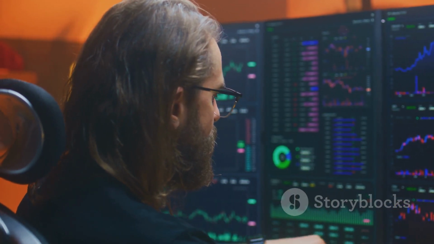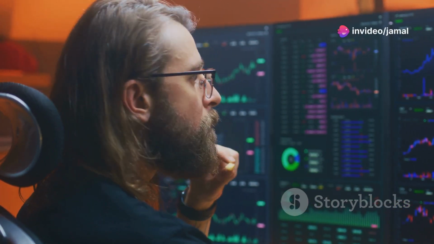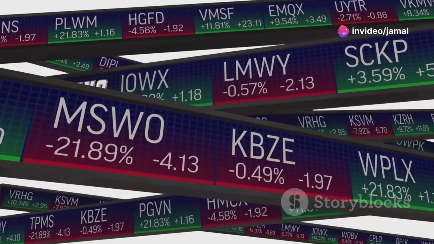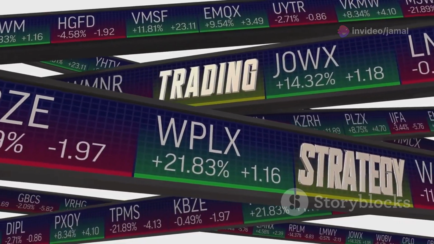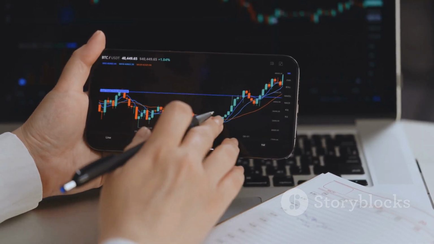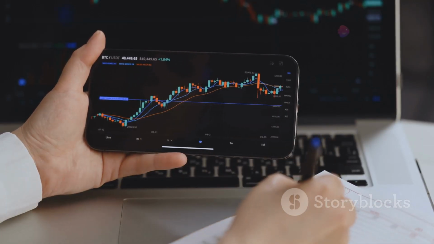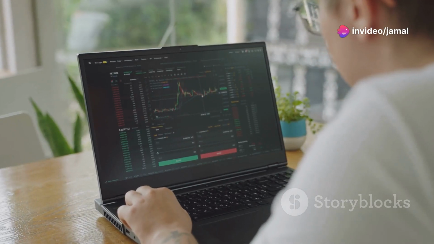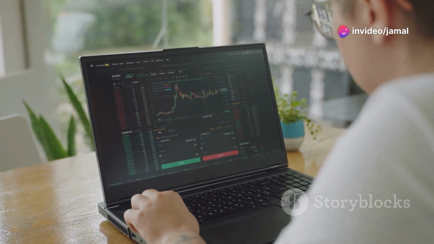Section 6. Practical tips for new traders. Starting with technical analysis can be overwhelming. Here are some practical tips for new traders. First, start with the basics. Learn to identify trends, support, and resistance. Practice analyzing charts regularly. Use a demo account to apply technical analysis without risking real money.